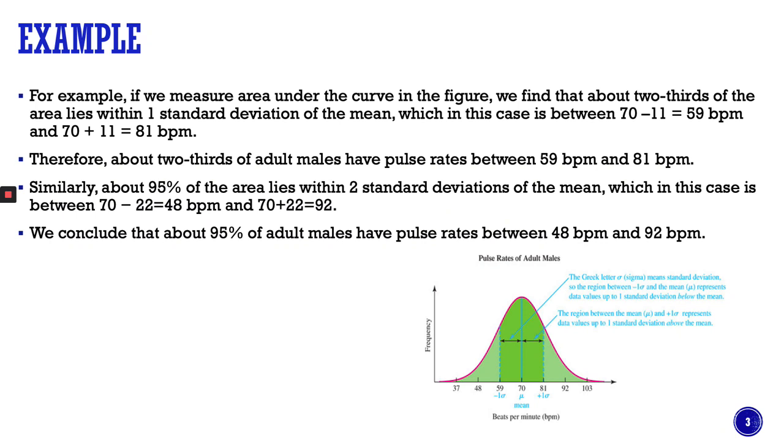Similarly, about 95% of the area lies within two standard deviations of the mean, which in this case is between 70 minus 22, two standard deviations being 2 times 11 equals 22, giving 48 beats per minute, and 70 plus 22 equals 92. So we can see here between 48 and 92, that would be 2 standard deviations, because here's 1, and then there's 2 standard deviations. And then from here it'd be 1 and 2 standard deviations. We conclude that about 95% of adult males have pulse rates between 48 beats per minute and 92 beats per minute.